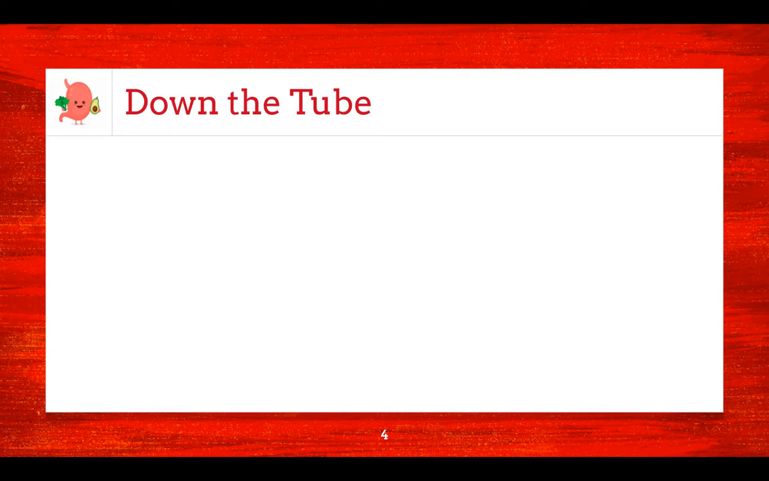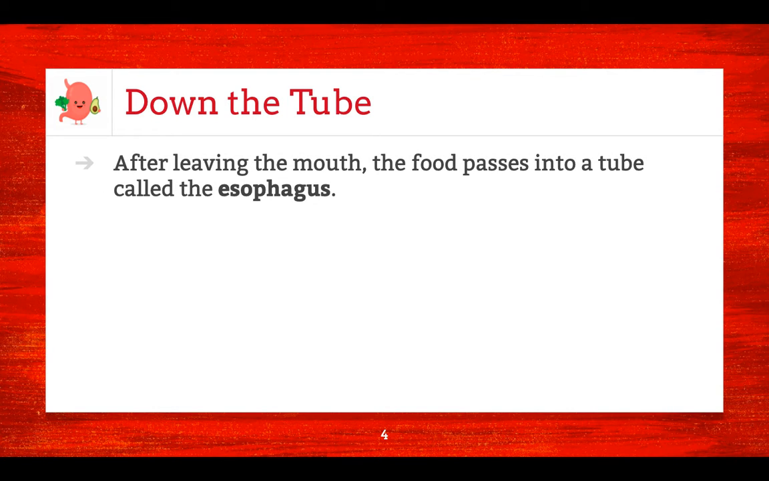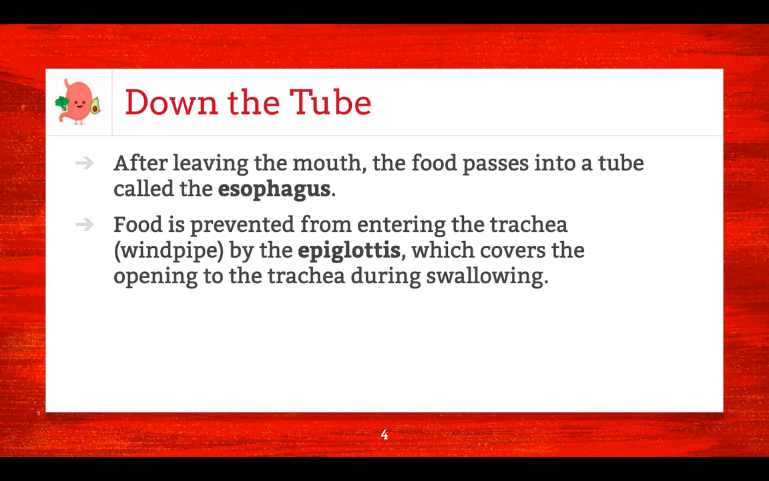Next, the food goes down the tube. In this case, the tube is called the esophagus. And when you swallow food, you want it to go down your esophagus, not down the trachea towards your lungs, because that's how you choke. So food is prevented from entering the trachea by a structure called the epiglottis, which covers the opening to the trachea during swallowing. So that's shown in this video.